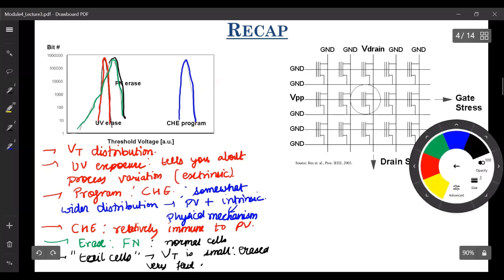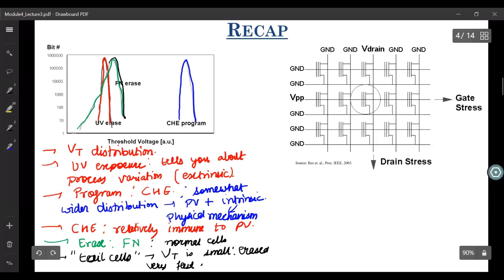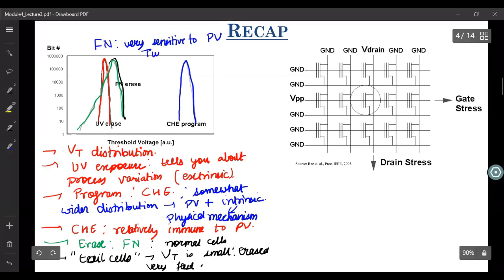And then we concluded that here your FN mechanism is very sensitive to process variations. Why so? Because any tunneling mechanism is exponentially proportional to parameters such as electric field, band gap, and all those things. So if you have any tunneling mechanism, the impact of variation on that mechanism would be huge, just because it is exponentially dependent upon the parameters which define tunneling.